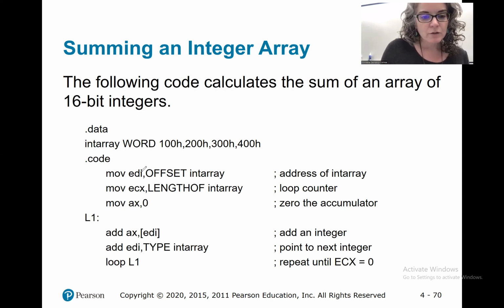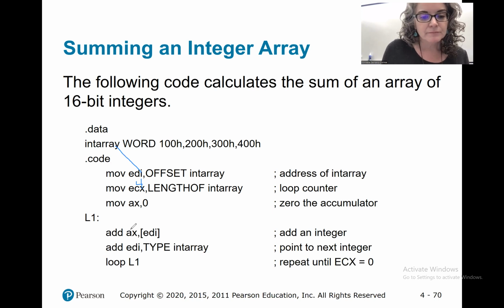Okay. So EDI points to int array. ECX has the length of int array. So the length of int array is 1, 2, 3, 4. It's how many elements are in the array. So ECX has a 4. And then we just clear out the AX register because it's going to be our accumulator.